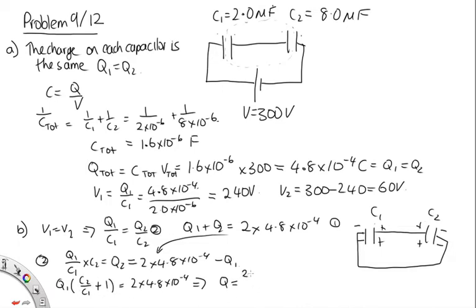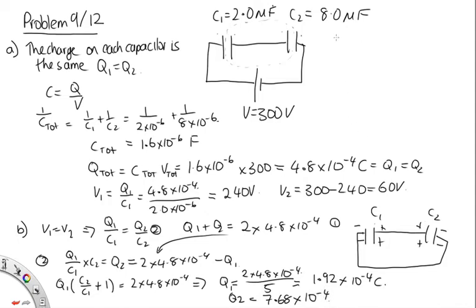is equal to 2 times 4.8 times 10 to the minus 4 over 5, which, solving on the calculator, we end up with 1.92 times 10 to the minus 4 coulombs. That's Q1. Now Q2, we just have to substitute in here. Q2 is equal to 2 times 4.8 times 10 to the minus 4 minus Q1, which is this. So Q2 is equal to 7.68 times 10 to the minus 4.